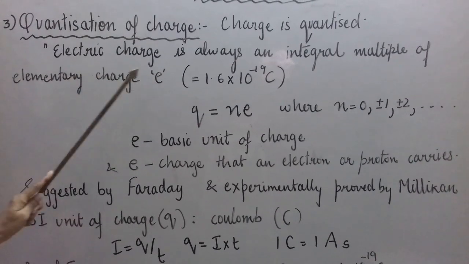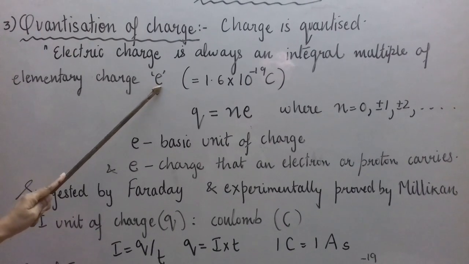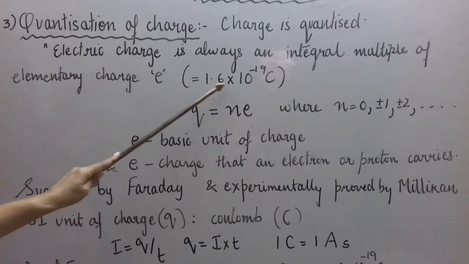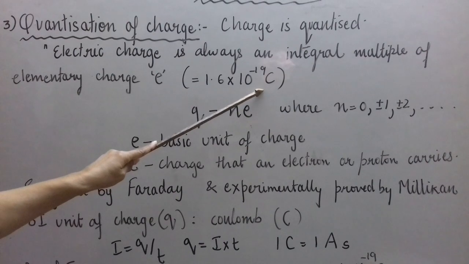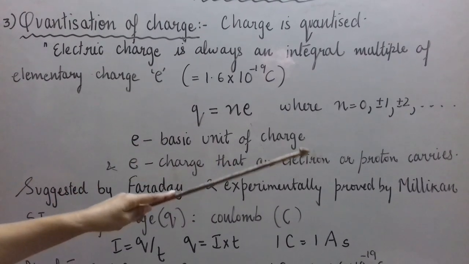We know the value of elementary charge e. We have used this in 10th class also: 1.6 into 10 raised to minus 19 coulomb. And this is the charge that an electron or proton carries.